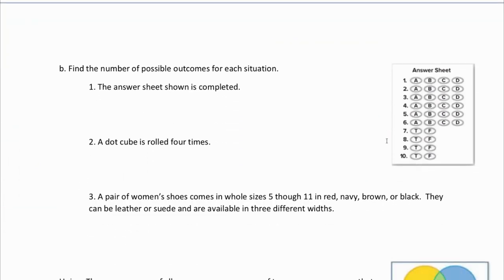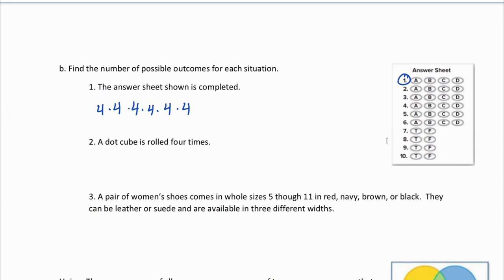Alrighty, so we want to find the number of possible outcomes for each situation. So the first one is the answer sheet shown. If we complete it, what are the number of different outcomes? Well, for the first question, we have 4 different outcomes, right? We can pick A, B, C, or D. Those are all of our different options. And then for the second question, we also have 4, A, B, C, or D. We have the same for the third, the fourth, the fifth, and the sixth. All of those have 4 different options.